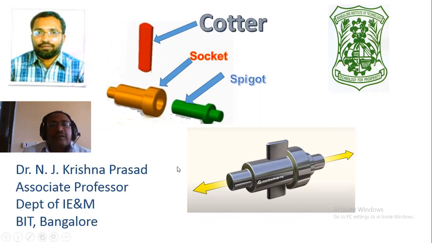Today, I am going to explain how to draw the orthographic views when the rod diameters are given. This is the assembly of a socket spigot cotter joint. The individual parts of that cotter joint, which connect the two round rods, are the spigot, socket and cotter.